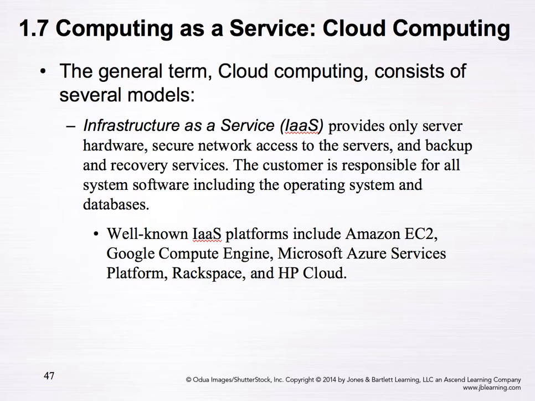The next cloud computing model is infrastructure as a service, IaaS. IaaS provides only server hardware, secure network access to the server, and backup and recovery services. In this case, the customer is responsible for all system software, including the operating system and databases. Well-known IaaS platforms include Amazon EC2, Google Compute Engine, Microsoft Azure Services Platform, Rackspace, and HP Cloud.